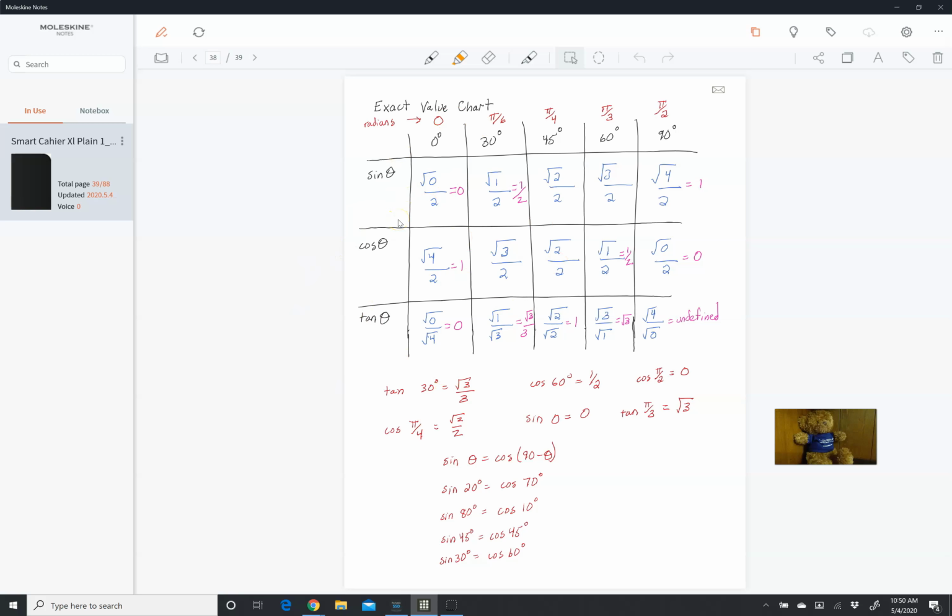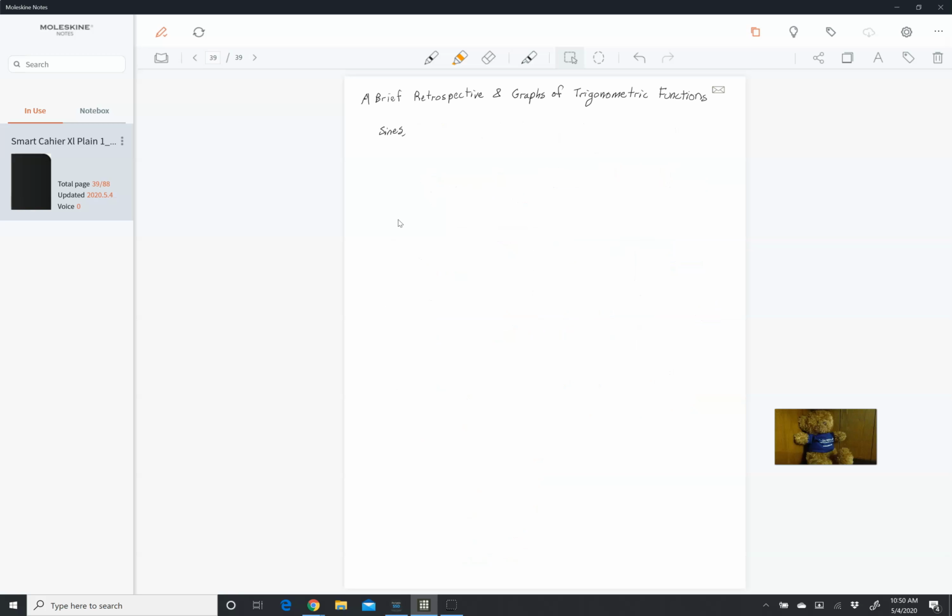Okay, let's go back though and look at other angles that have the same reference angle. So we're looking at the sines, cosines, and tangents with the same reference angle. And we discussed reference angles in the last lecture as those in the exact value chart.